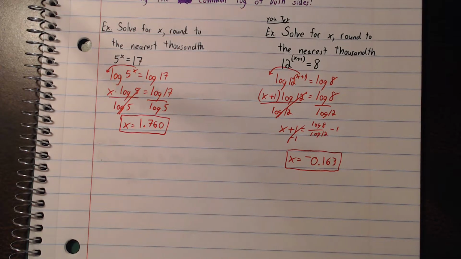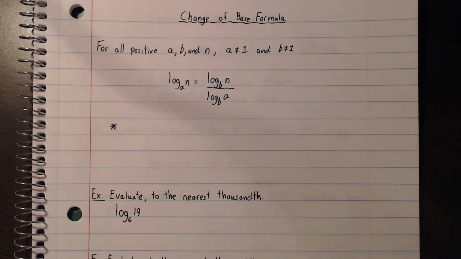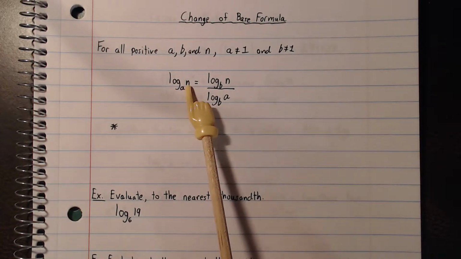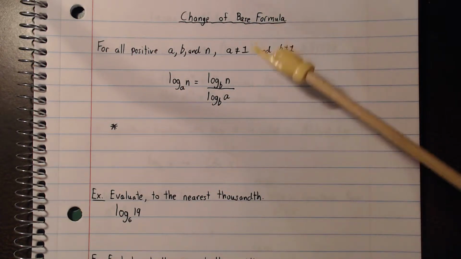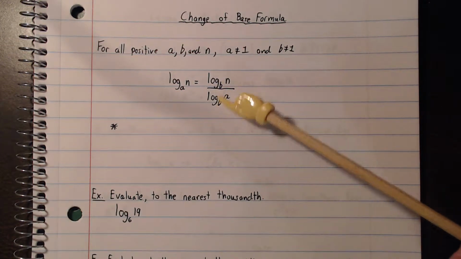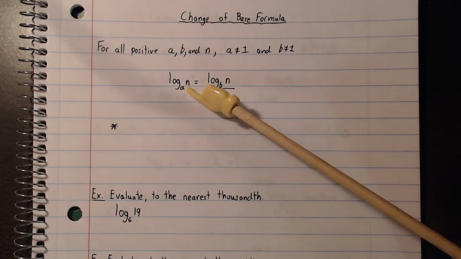Let's take a look at something else we can do with common logs. It's called the change of base formula. And what this says is that for all positive a, b, and n values, a and b not equal to 1, if they give us some sort of strange base, right, not 10, let's say they give us log base 6 of 5, we can change that by picking a log of any base that we want, assuming that it's not 1 or negative.